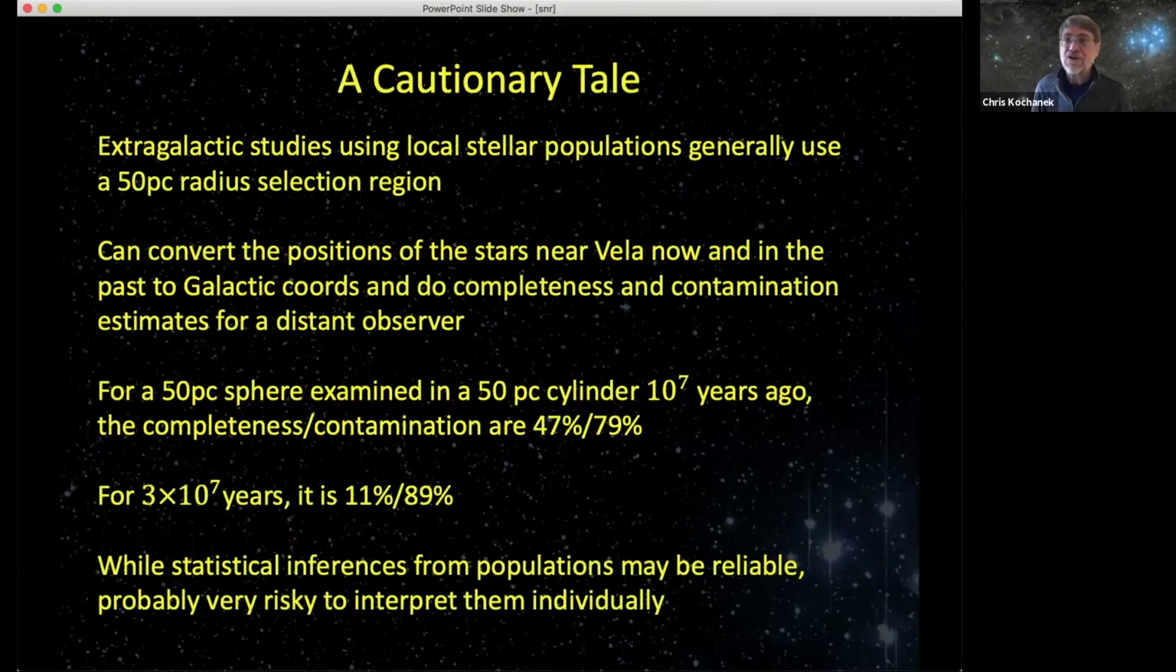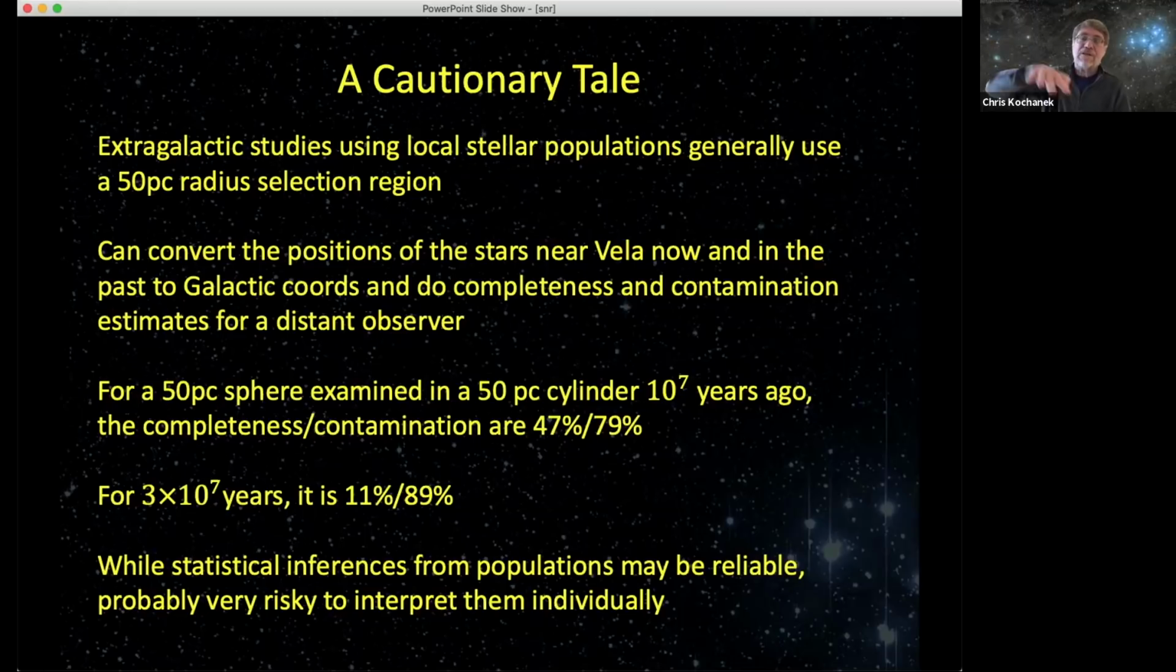You can also do a little cautionary tale. Since I sort of have 3D information, I can redo my selection to mimic what people do in the extragalactic surveys. I can take a 50 parsec sphere around Vela and then look at it from above the galaxy and ask what would I see in a 50 parsec cylinder, looking down at it as if I was in an external galaxy. If I do this with a 50 parsec sphere and a 50 parsec cylinder, the cylinder contains 47% of the stars in the sphere, right?